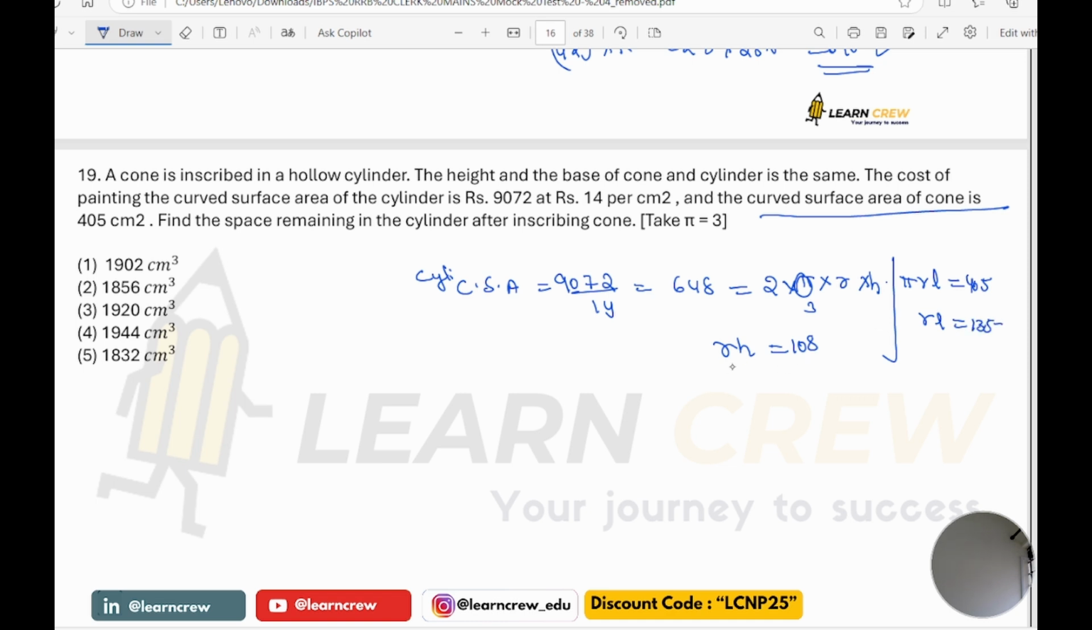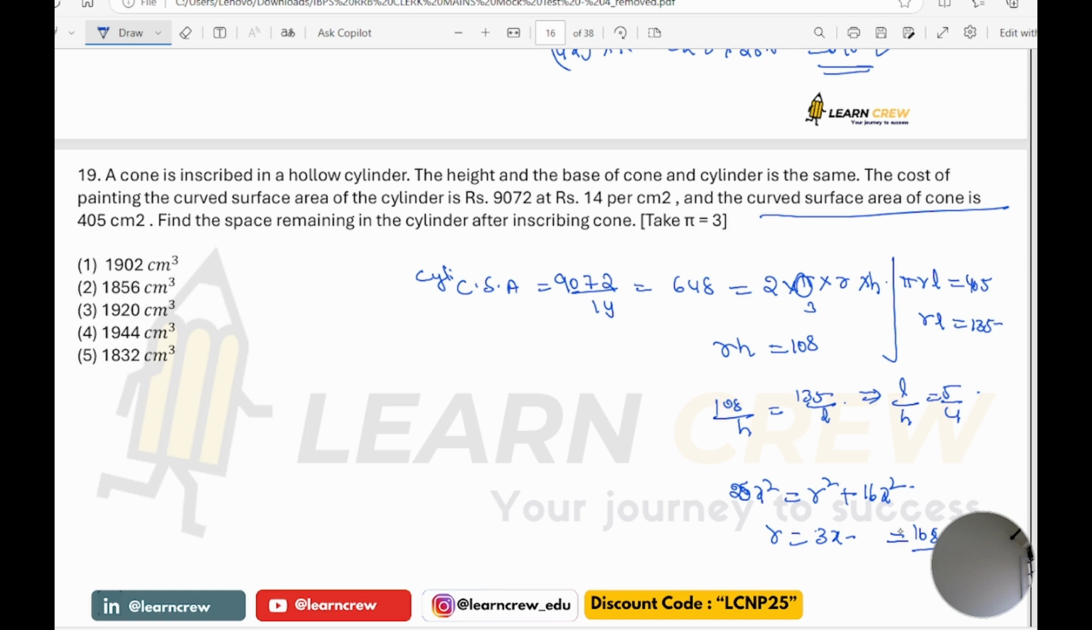So what do I get here? R is the same. 108 by H is equal to 135 by L. So from this I will get L by H is equal to 5 by 4. So L square is equal to 5x whole square, which is 25x square, equal to R square plus H square. H square is 4x whole square, 16x square. From this I got R is equal to 3x. And R is equal to how much actually? R is equal to 108.